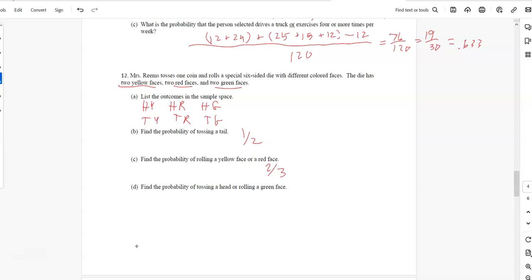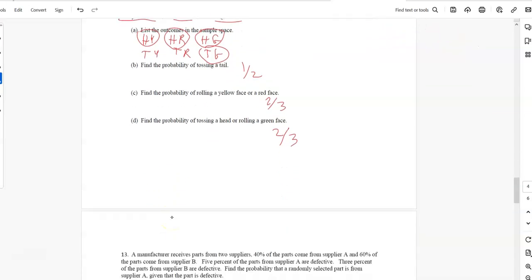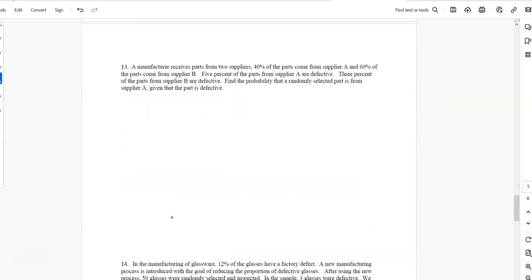D, heads or green. So let's see, heads. Those 3 are heads. Green is that guy. So it looks like 2/3 as well. So 4 out of 6 is 2/3. So just using the sample space, because they're all equally likely, you can just use it and not have to think too much about those.